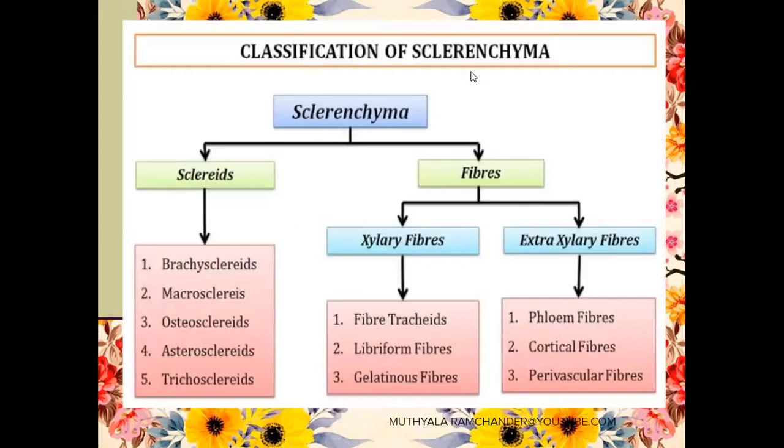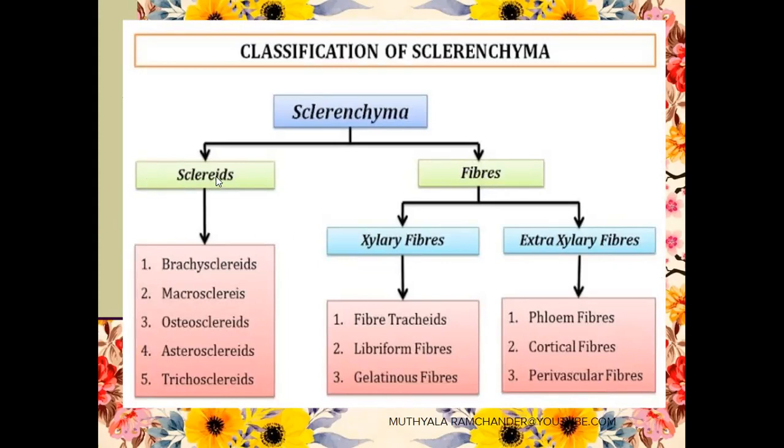And the classification of sclerenchyma is mainly of two types. The sclerenchyma tissues are of two types based on structure and function. They are sclerites, and the second one is fibers. Sclerites are also called dead cells or stone cells. Fibers are of large length. They mainly help in conductivity of food material and nutrients from cell to cell. And they also help in mechanical support.